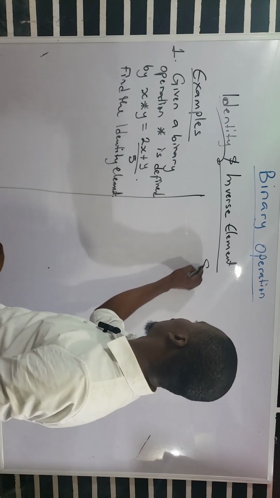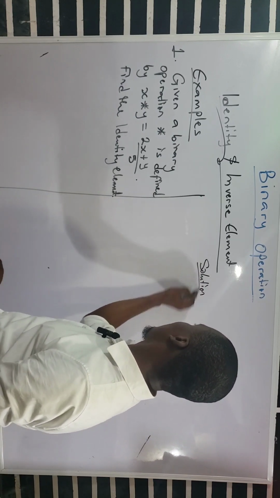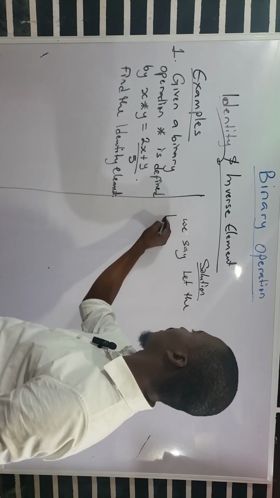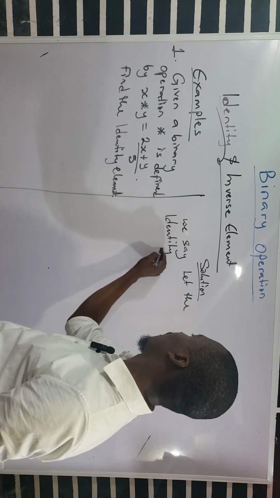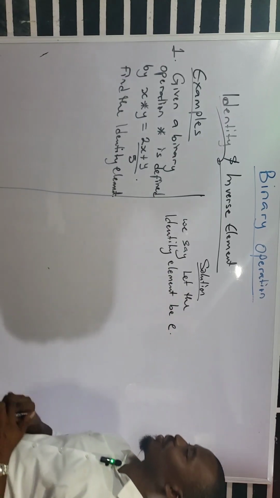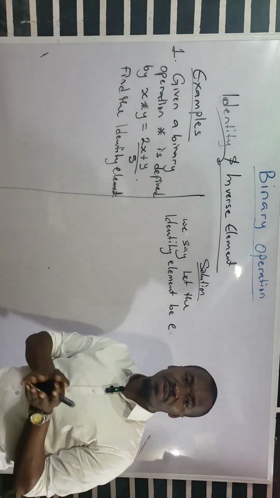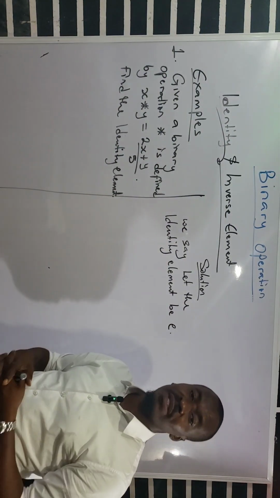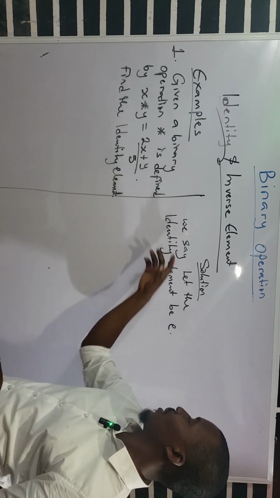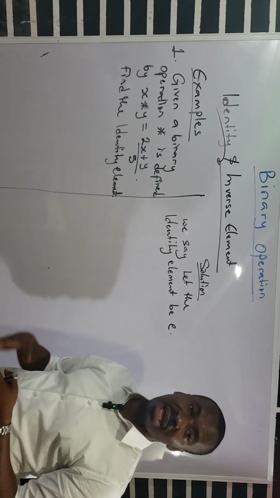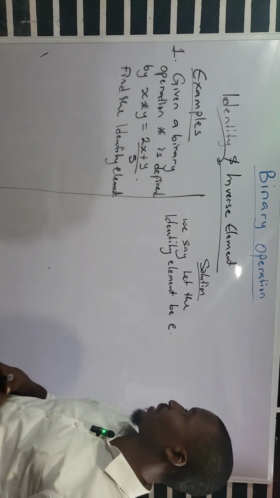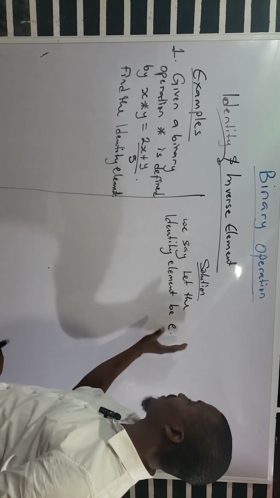Okay. So solution, let the identity element be E. Now we normally use E, but that does not mean that E must be used. You can actually use any alphabet of your choice. Remember, it's algebra, so just define your alphabet like we have defined here. I'm going to see E as the identity element. You can use K, you can use P, any alphabet of your choice. So we have defined our E.